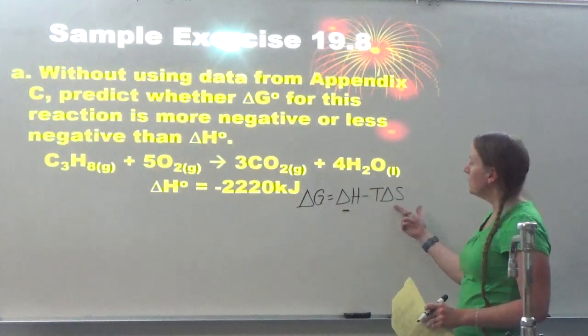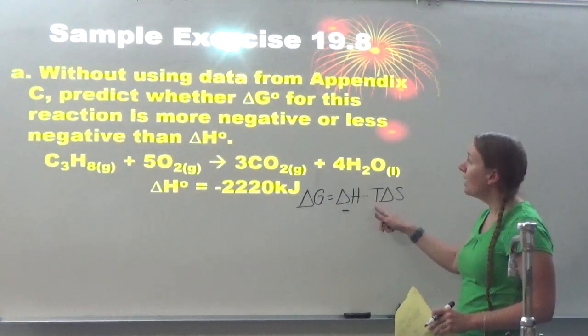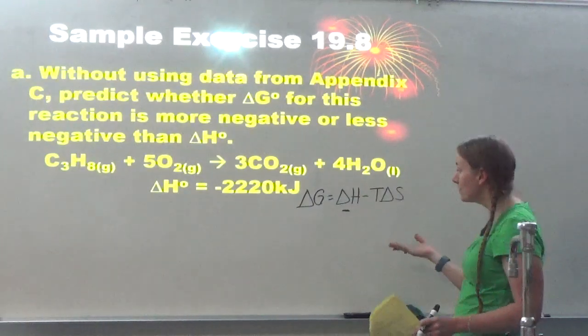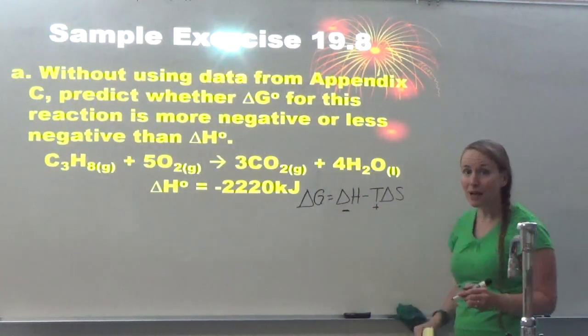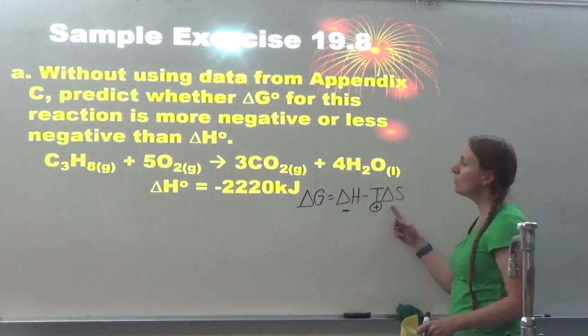And so what we need to do is figure out, well, what's going on with this delta S then? Because temperature obviously is going to be positive. How do I know? Because it's going to be in Kelvin. Kelvin can't have negatives. So I know temperature has to be positive all the time, so I'm going to circle that because it's Kelvin. All right, so let's look at what's going on with delta S.